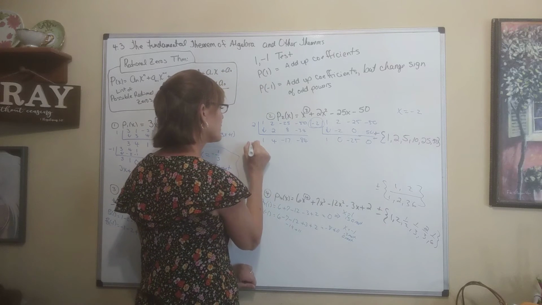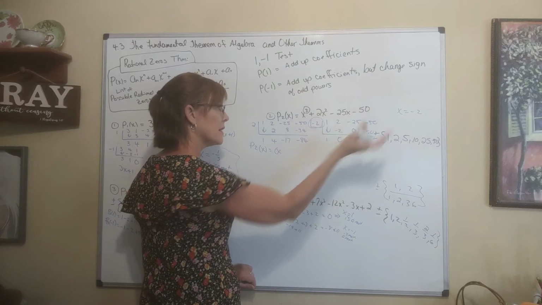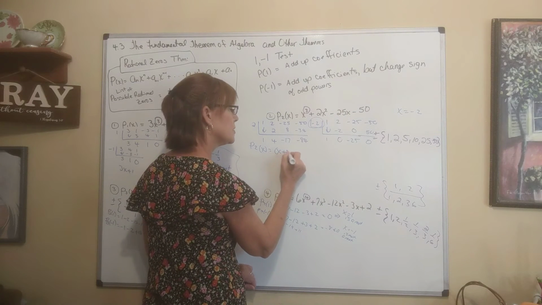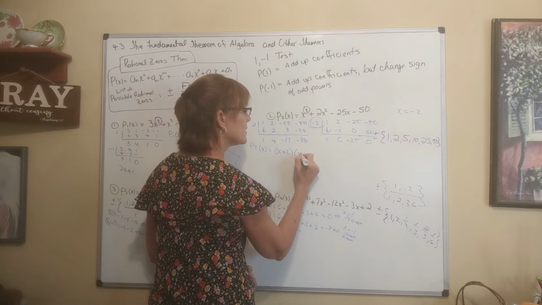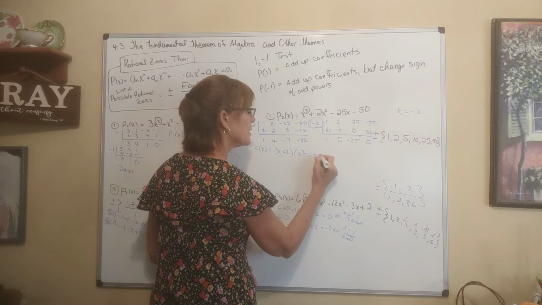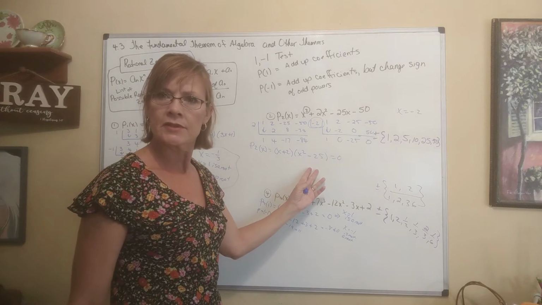If we begin to factor P2 of x, we get x in factored form, plus 2, minus negative 2 is how you think of that, times what? Times this, times x squared minus 25. Well, hey, I can factor that. That is a difference of squares.